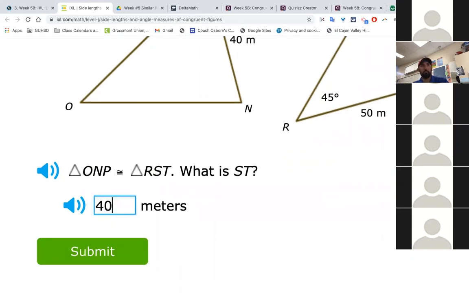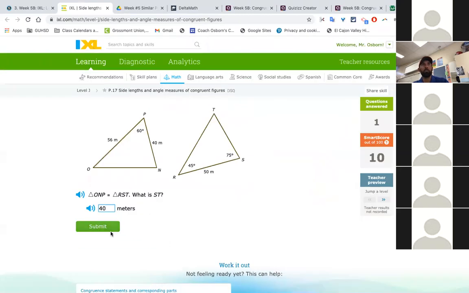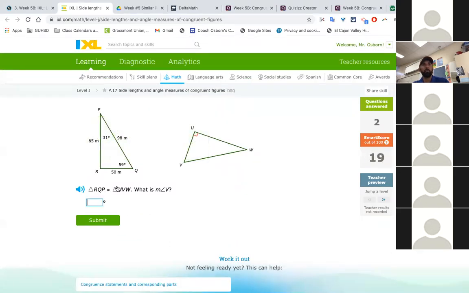Oops. Sorry, it's jumping around a lot. It's kind of hard to control the screen when I'm annotating or writing on the screen.